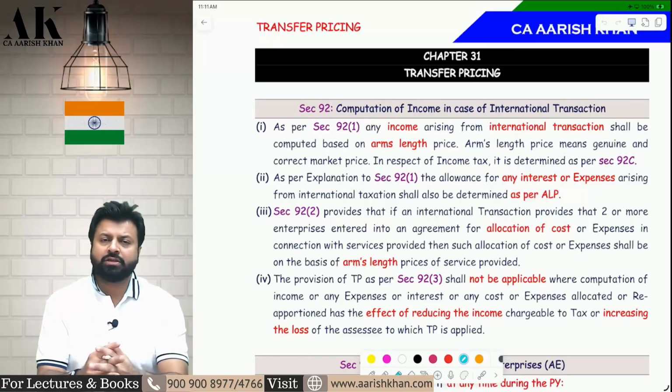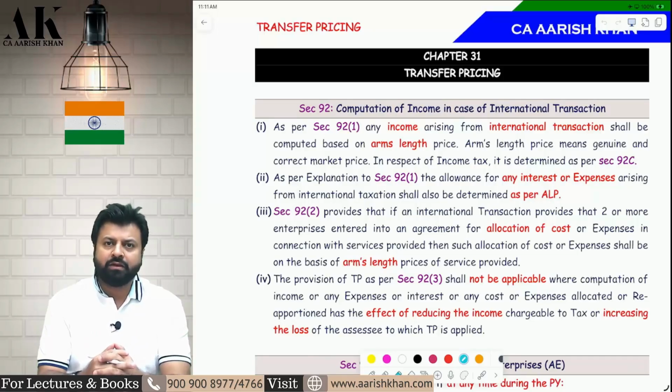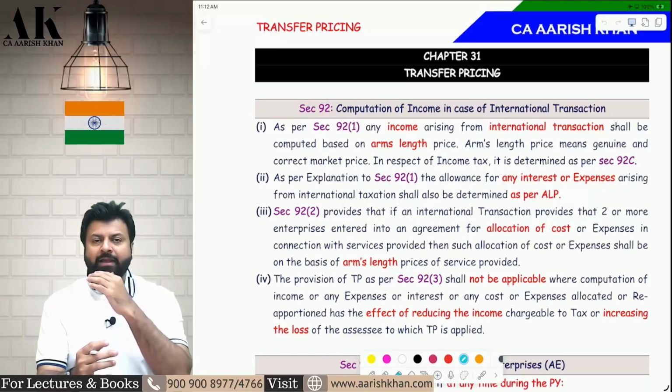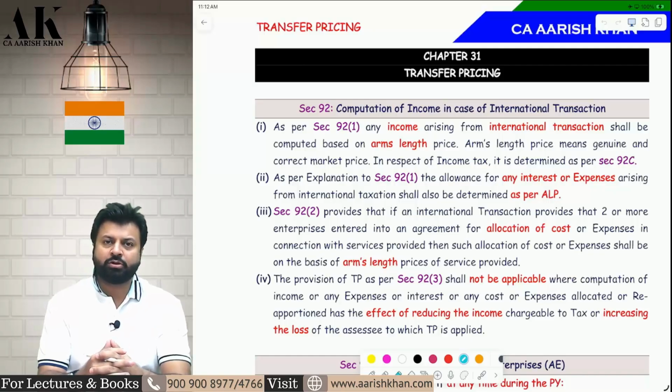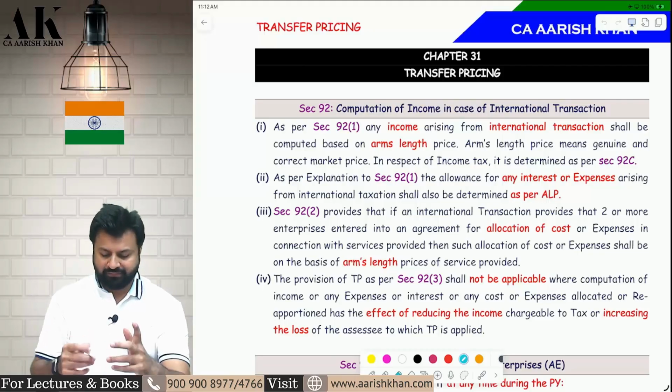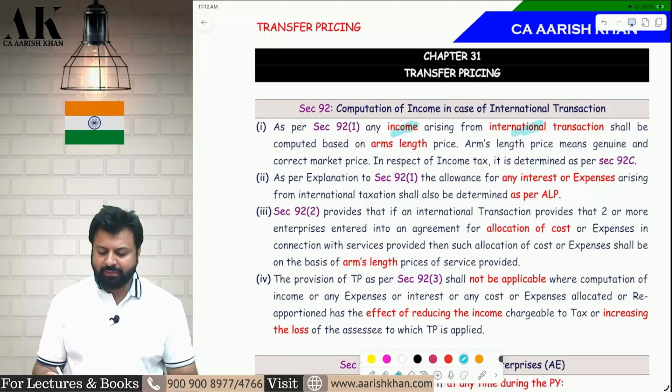Now the very first section of transfer pricing, that is section 92, is the charging section of transfer pricing, which means it tells when transfer pricing is applicable under the income tax law. In that they have put three subsections: subsection 1, subsection 2, subsection 3. Subsection 1 says that if any income arises to you from an international transaction, then you should compute your price as per arm's length price.